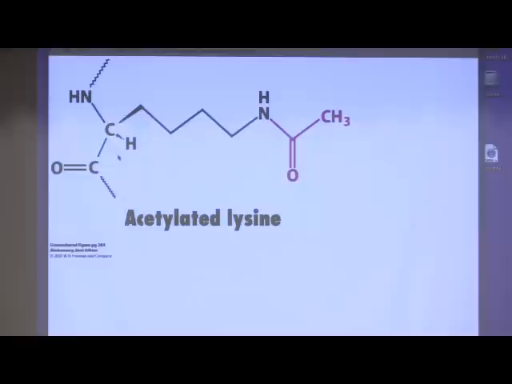So histones are positively charged. If I cover up that positive charge, then it's no longer nearly as attracted to the negatively charged DNA as it was. That means that the histones have loosened up. And when I loosen those up, I allow RNA polymerase to come in and make RNA much more easily. So this acetylation reaction of lysines is very important for helping to control gene expression. We'll talk a lot more about that next term.